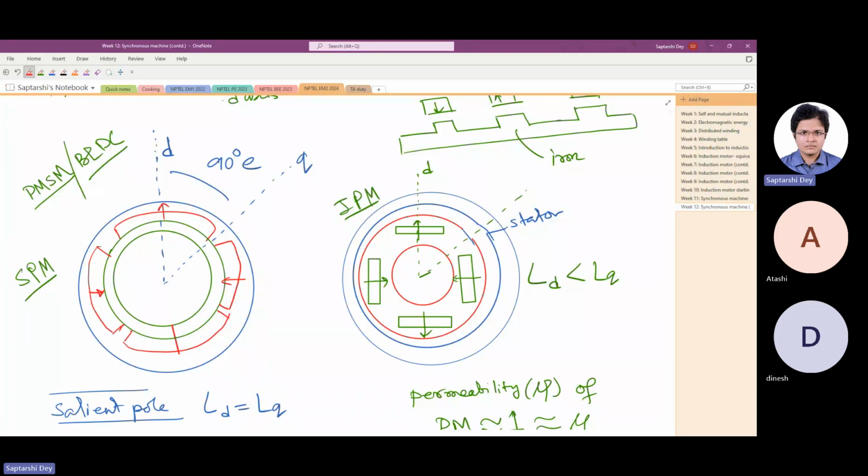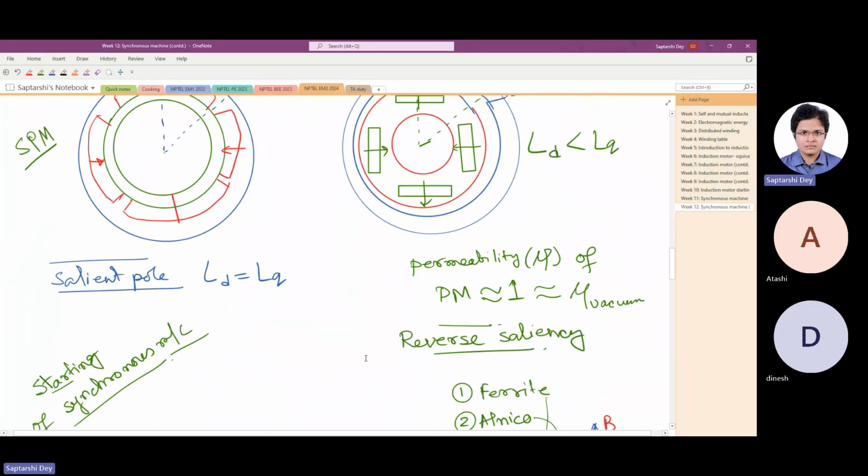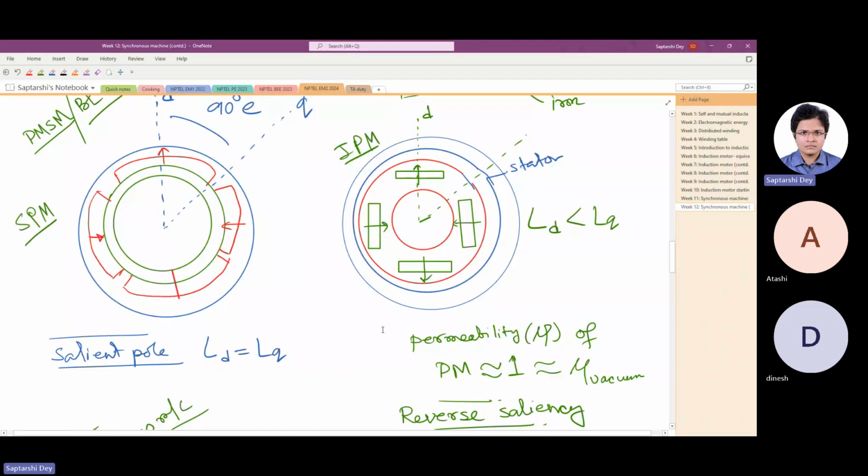Yes, it's easy to demagnetize. It can have a large field weakening, but has other problems. So that is the one. But the problem is with the magnets.